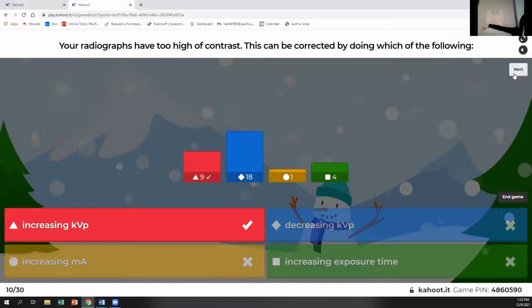I know this is one of those ones that messes with your mind, and it's a hard concept. If your contrast is high, you have a lot of black and white. You don't have a lot of shades of gray. If you increase the power, you'll have better penetrating X-ray photons that will get through all the structures, and then you'll have shades of gray, which is low contrast.